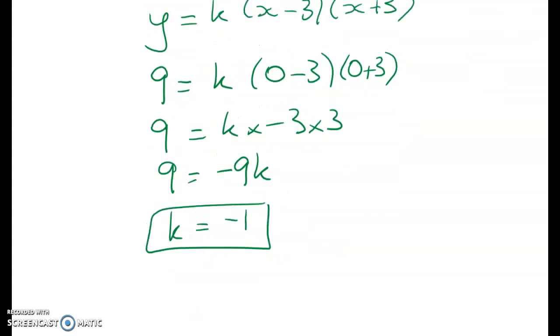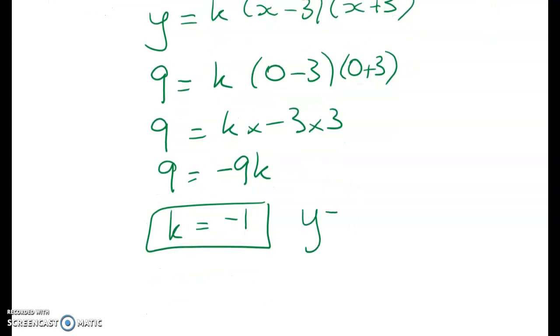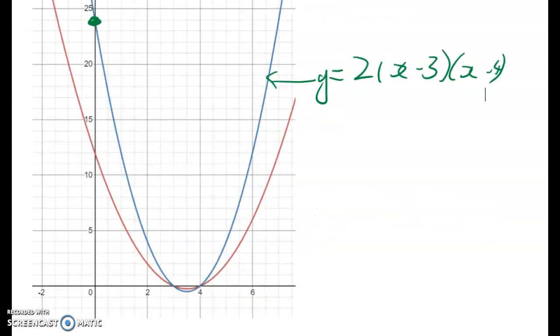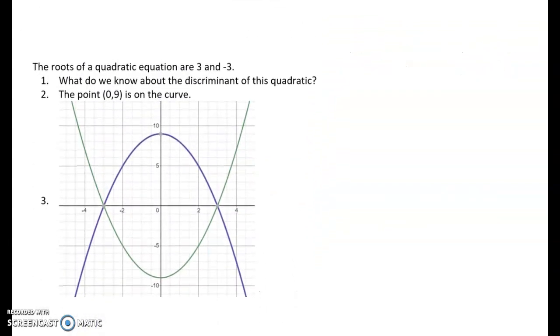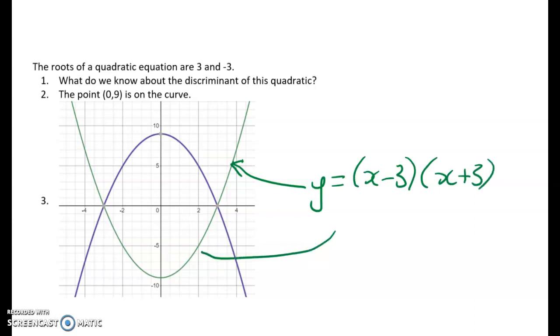What does my parabola look like? Well, my parabola is going to have this equation. And this means that we've tipped the basic one upside down like this. So this one here is y = (x - 3)(x + 3). But this one here, the purple one, has got roots of 3 and -3, but it goes through positive 9. So its equation is y = -(x - 3)(x + 3).